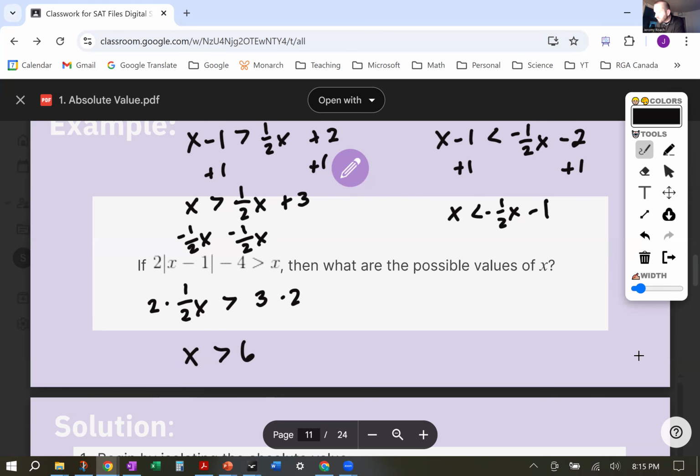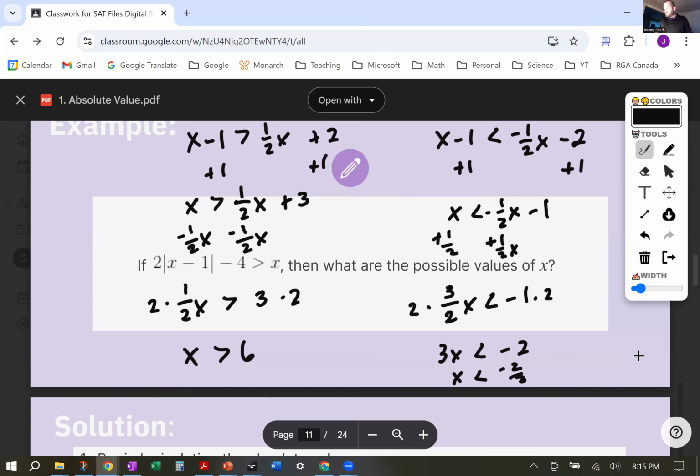For this next one, we're going to plus 1/2 x on both sides. That's 1.5 x, or 3/2 x is less than negative 1. And now we're just going to times by 2. We get 3x is less than negative 2. Divide by 3. And we get x is less than negative 2/3.